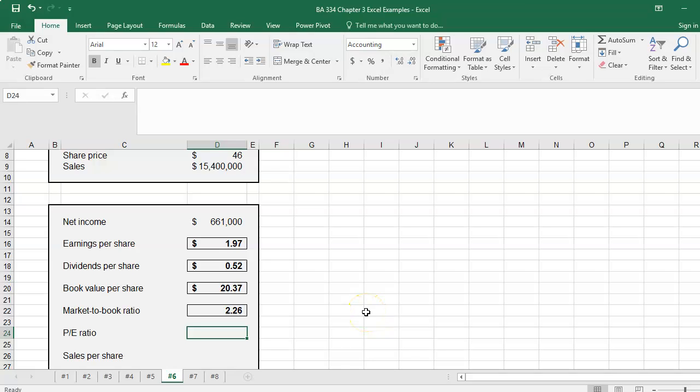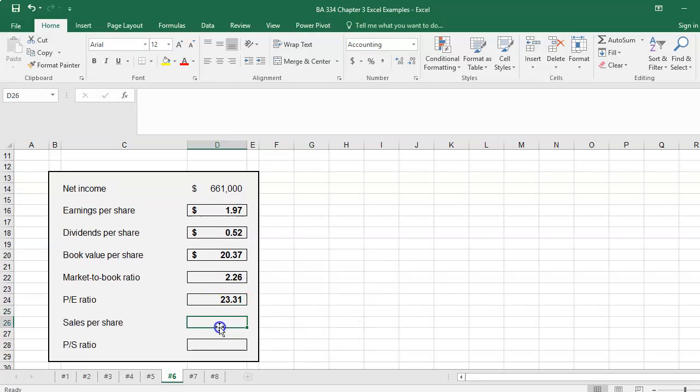PE ratio stands for price earnings ratio. Price earnings ratio looks at the market price as compared to the earnings per share. So the calculation for that is the market price divided by the EPS, or earnings per share. The PE ratio is 23. The market price of this stock is 23.31 times higher than the earnings per share. The PE ratio can indicate how expensive a stock is considered on the marketplace.